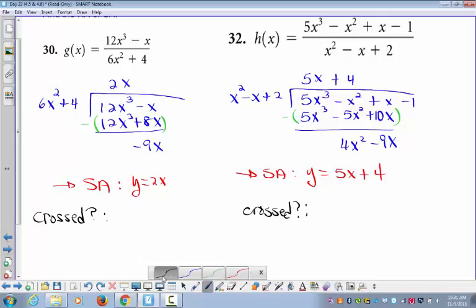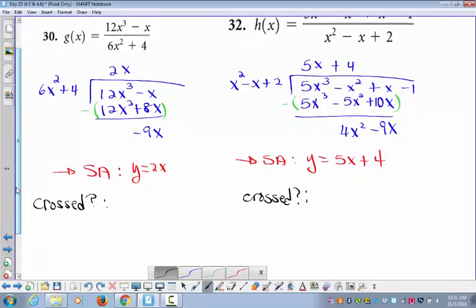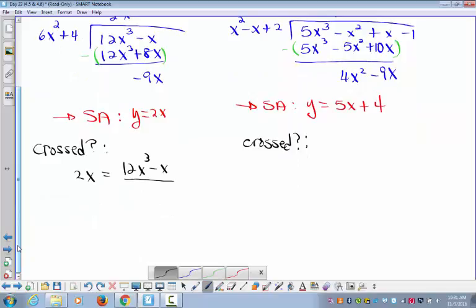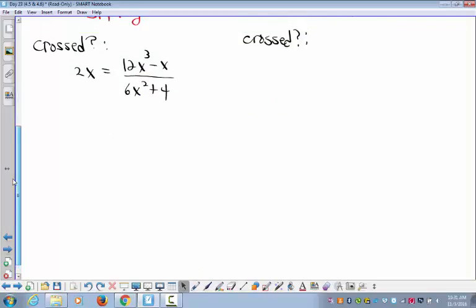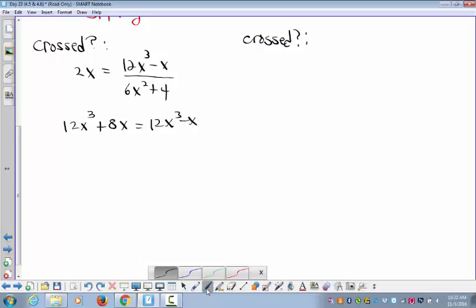So two functions meet if they share a point, and to find that shared point, if there is one, you set them equal to each other. So here we're going to set 2x equal to 12x cubed minus x divided by 6x squared plus 4. Cross multiply here. So we get 12x cubed plus 8x equals 12x cubed minus x. That gives us 9x equals 0.